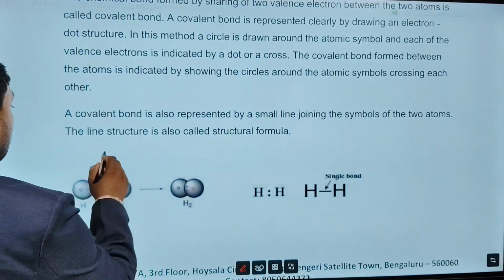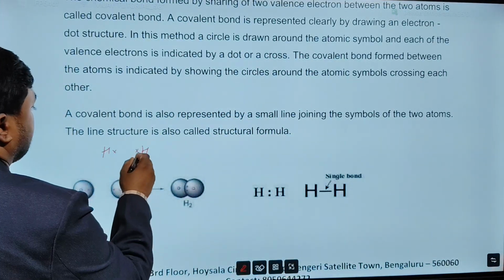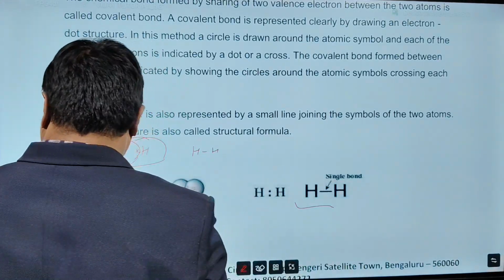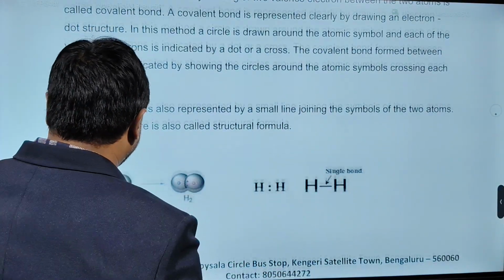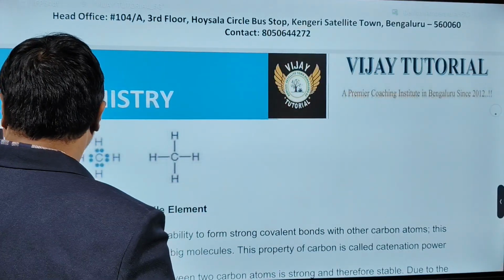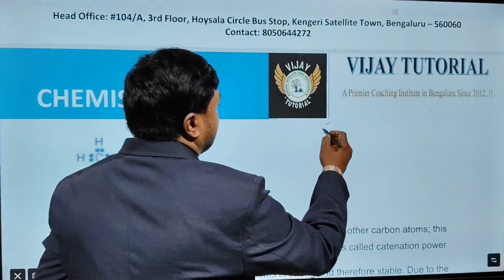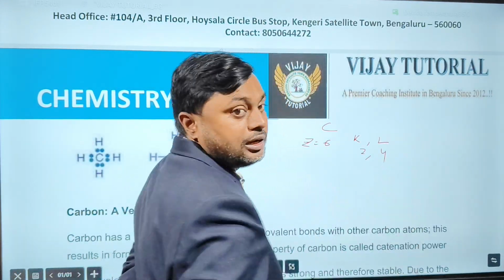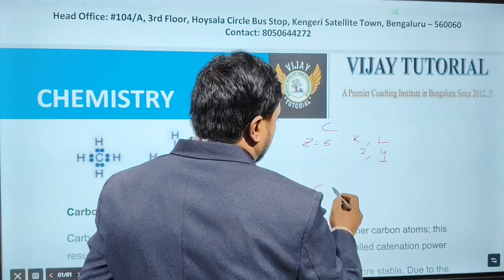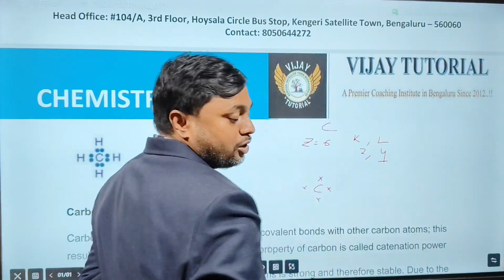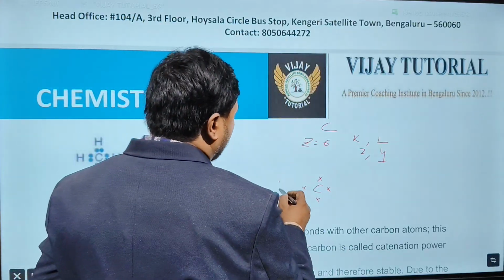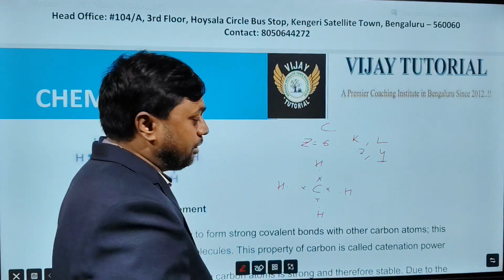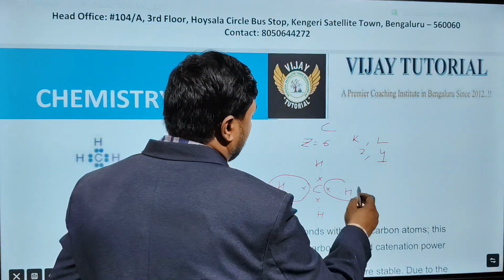In case of hydrogen, the atomic number of hydrogen is 1. To become stable, it shares one electron, so a single bond is there. In covalent bond, only valence electrons take part in sharing. Similarly in methane, carbon, as I told you, atomic number is 6, electronic configuration 2, 4. So carbon has 4 valence electrons. What about hydrogen? Hydrogen atomic number is 1, so it has 1 valence electron.